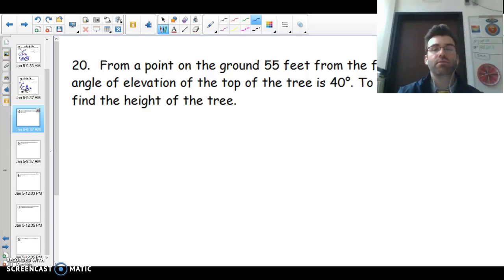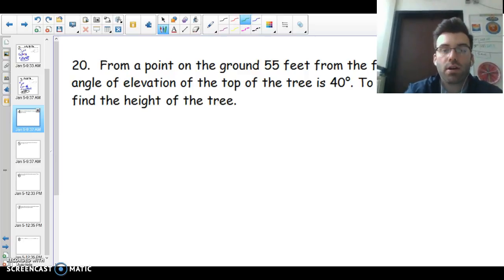From a point on the ground, 55 feet from the foot of a tree. So we have a tree. Here's my nice tree.